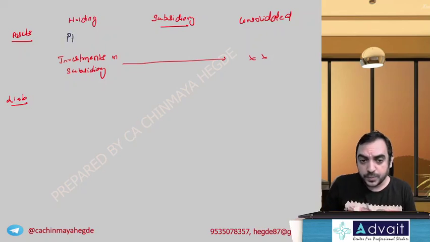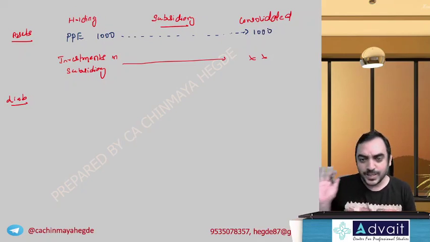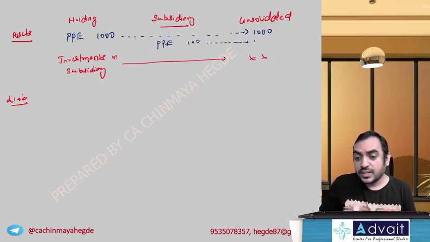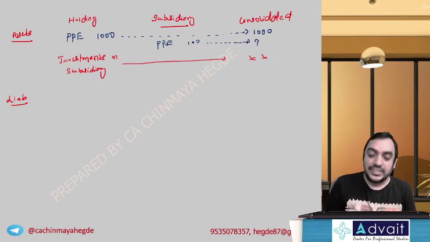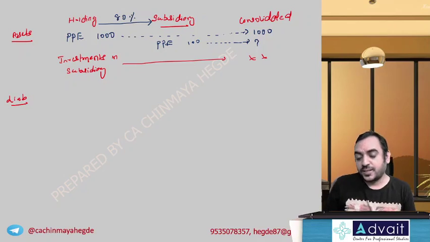Suppose holding company PPE is 1000 rupees, entire 1000 will come in consolidated balance sheet fully. Same thing, liabilities. Subsidiary company has got PPE, furniture, fixture, building, their value is, let's say, 100. How much of that will come in consolidated balance sheet? For example purpose, let's say holding company has 80% shareholding of subsidiary.